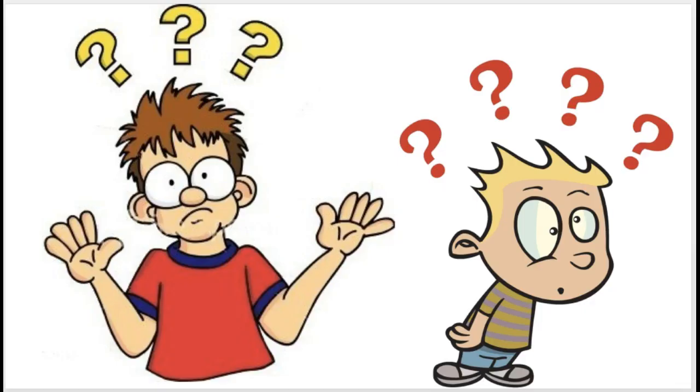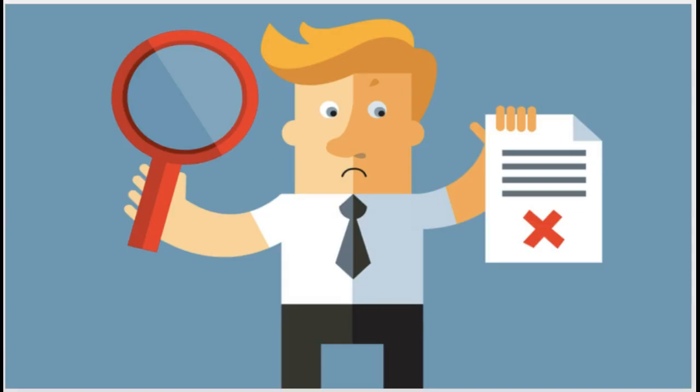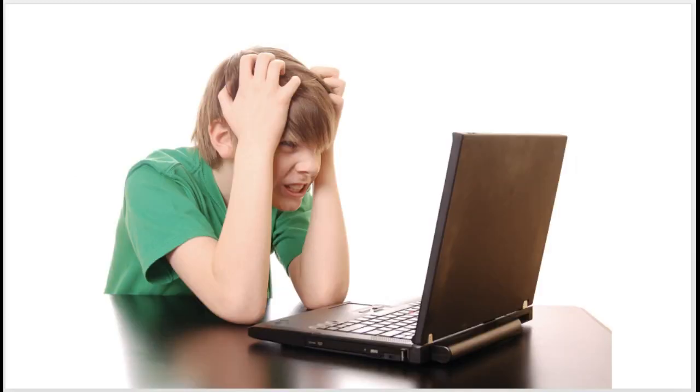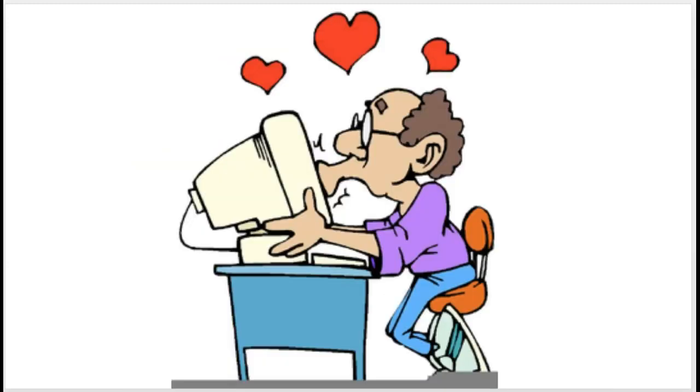Now, what is a fallacy? A fallacy is an error or defect in an argument. Now, here's a list of some 22 informal fallacies. I know it seems like a lot to learn, and it is, but this logic series is the easiest and fastest way to learn it.